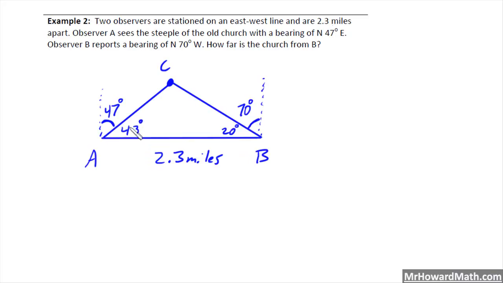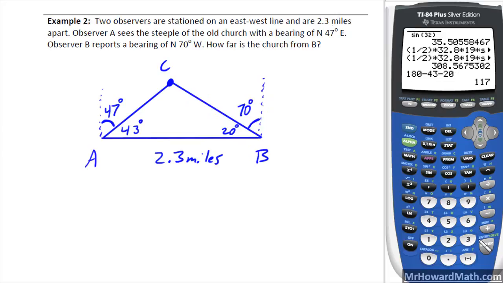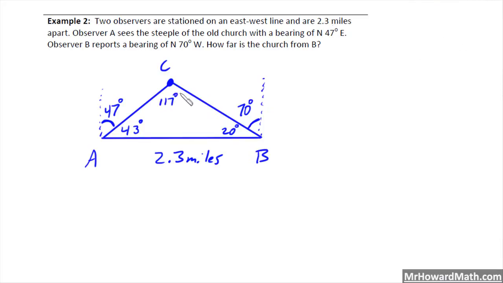And now we can go to work on that. So it says, how far is the church from B? So we're looking for this side length right here. So let's see what we have. We have angle A and angle B. We have side length C. So that means that we really should find the angle for C here so that we can set this up. So angle C would be 180 minus 43 minus 20. So angle C is 117 degrees here.